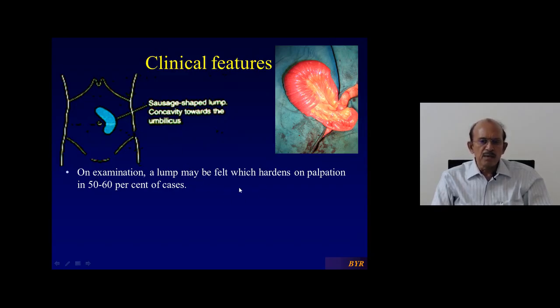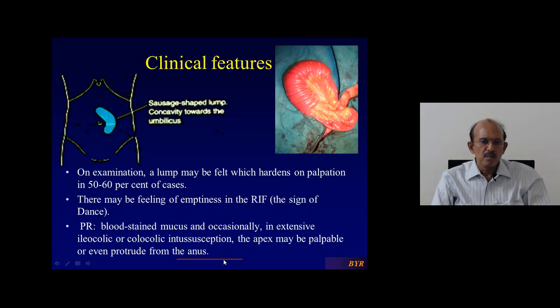On examination, a lump may be felt which hardens on palpation in 50 to 60% of the cases. There may be a feeling of emptiness in the right iliac fossa. This is called the sign of Dance. Per rectal examination will show you blood-stained mucus, and occasionally in extensive ileocolic or colocolic intussusception, the apex may be palpable or even protrude from the anus.